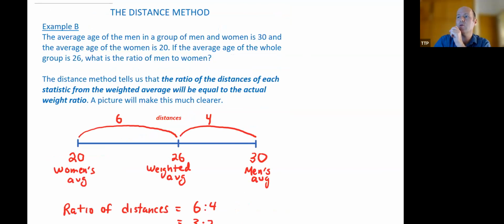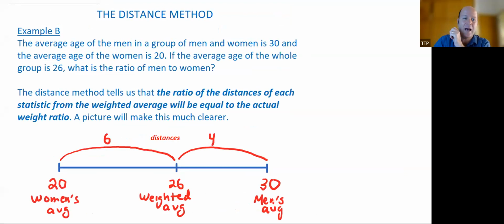Okay, so the way it works is you place the two stats, the men's average and the women's average, remind you, and the weighted average on a number line. Okay, and you simply measure the distance that the weighted average sits from each of the two stats. 26 is 4 away from the men's 30 and 6 away from the women's 20.